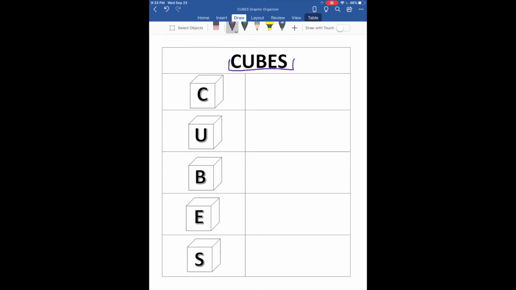The C stands for circle. Key numbers. Okay. So the first thing that we're going to do is circle key numbers when we're organizing the word problem.